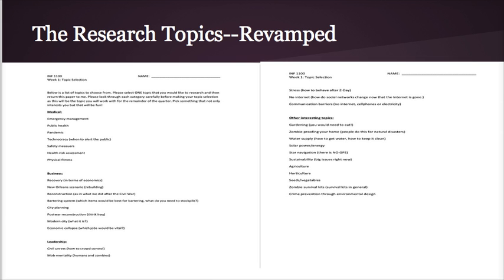So the first order of business was to revamp the research topics, and I went about doing this by looking at the different career paths at this particular institution. There was medical, business, leadership, and then I also tossed in some other interesting topics that students really were struggling to find something they were interested in.